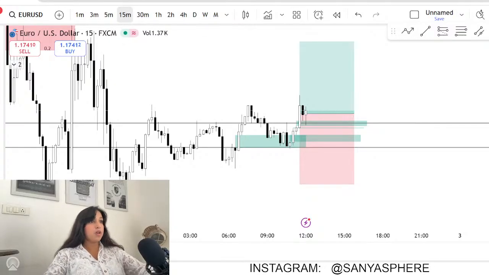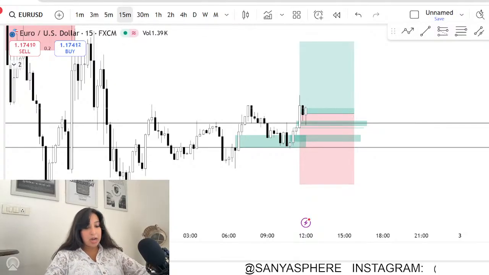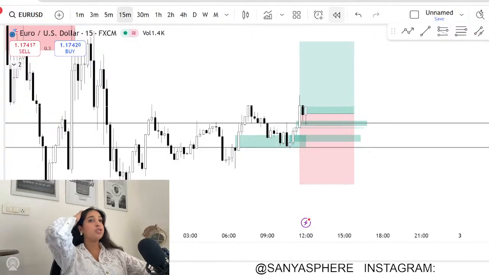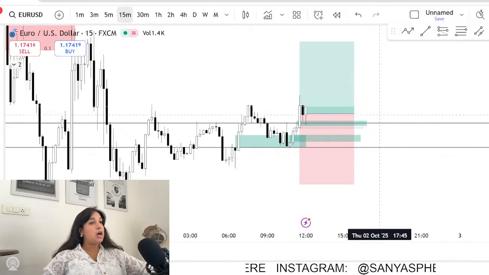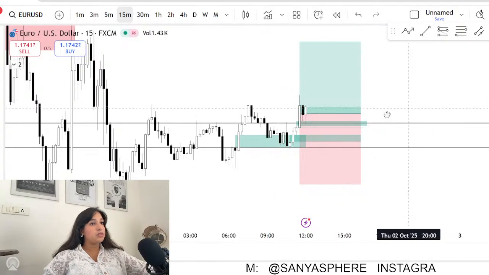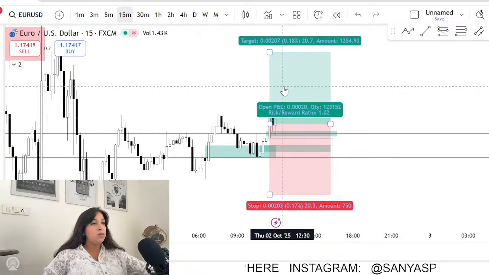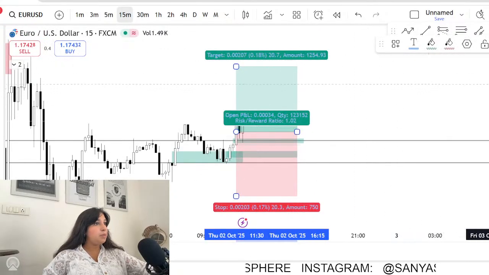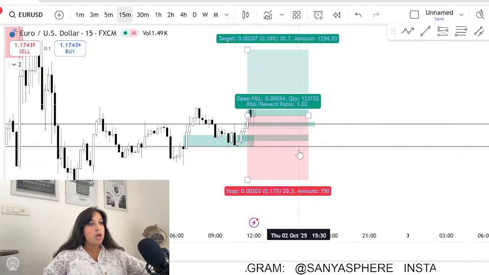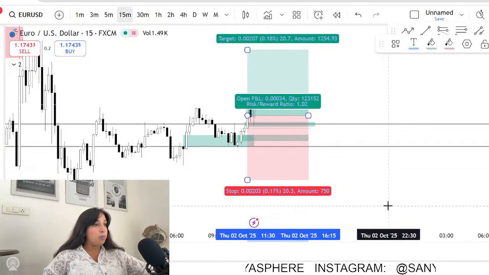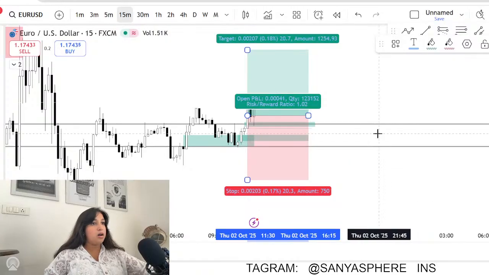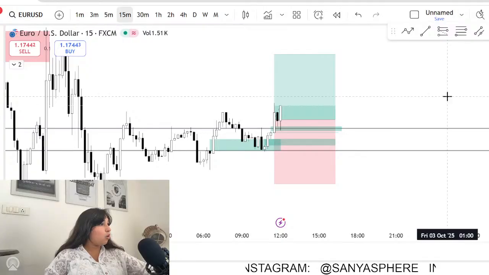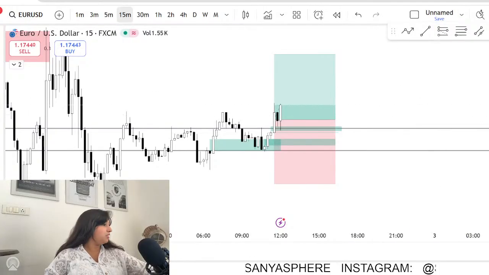Okay. So this is the position that I have taken today. This is a bullish position for the Euro USD, and this is already activated, my buy. The TP is 1.17602 and my SL would be 1.17192. This is a 1 to 1 ratio trade, and I think we are already about to hit the TP.